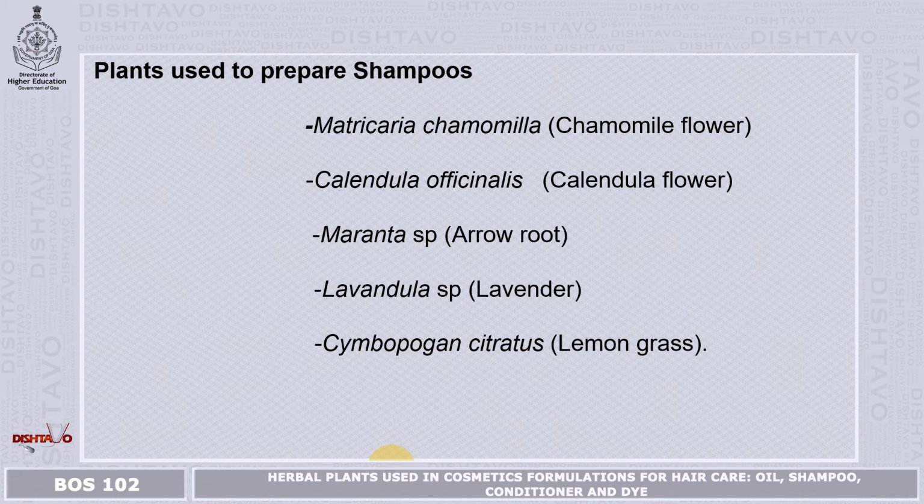First one we have Matricaria chamomilla, that is chamomile flowers. Then we have Calendula officinalis, that is calendula flower. Then we have Maranta species, which is commonly called arrowroot. Then we have Lavandula species, which is commonly called lavender. We have lemongrass, whose scientific name is Cymbopogon citratus. Now these are all plant species which are used to prepare herbal shampoos.